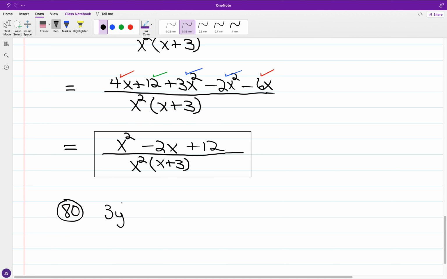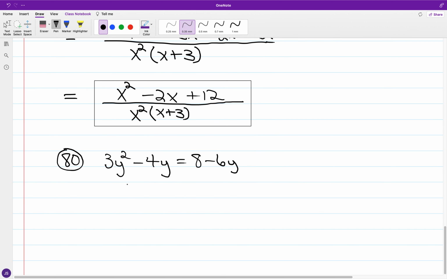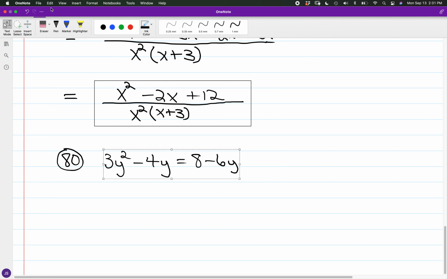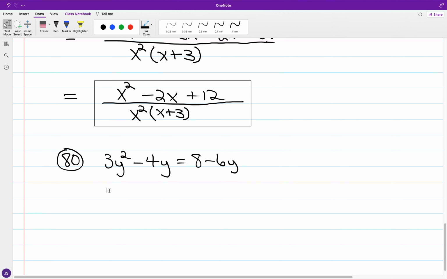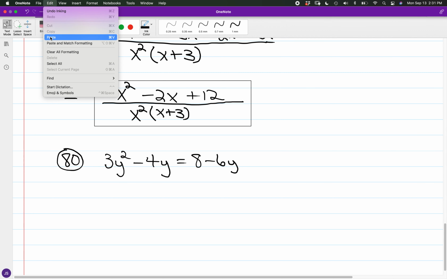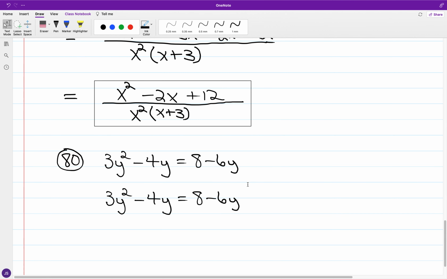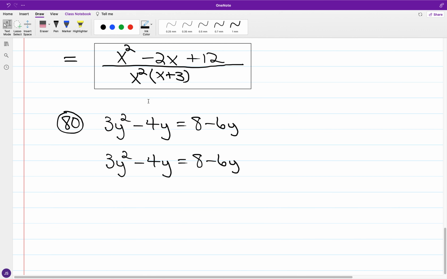In this equation, we're looking at the solutions for y such that 3y squared minus 4y is equal to 8 minus 6y. Now, we have a quadratic equation, but it is not presented in standard form. In standard form, the expression is set equal to 0. The highest order term is 3y squared, and it is situated on the left.